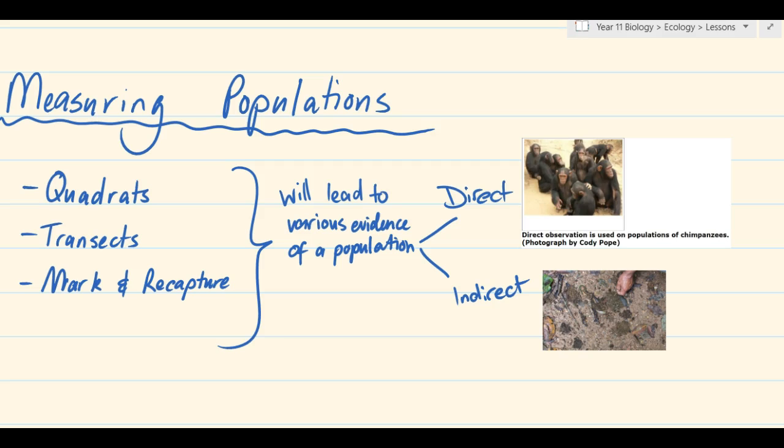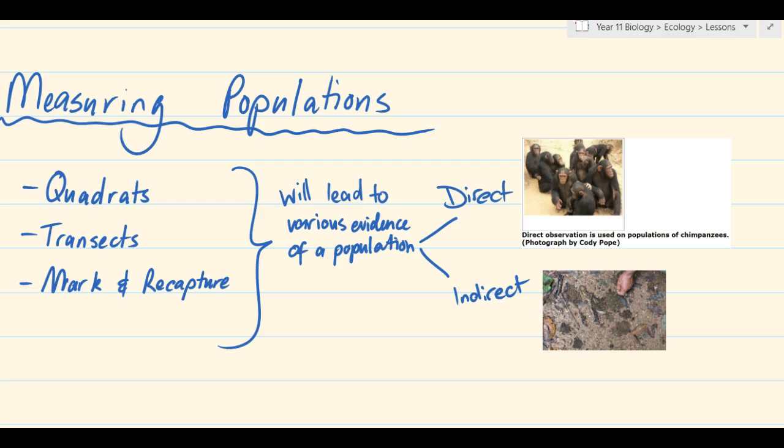Now, this week you're going to be practicing measuring different populations, and we're going to do that through some indirect methods and direct methods using sampling techniques called quadrats, transects, and maybe mark and recapture. You'll go into more detail on these in your Biozone books. They're just three different ways of collecting samples of a population and then inferring how many individuals are in the area.